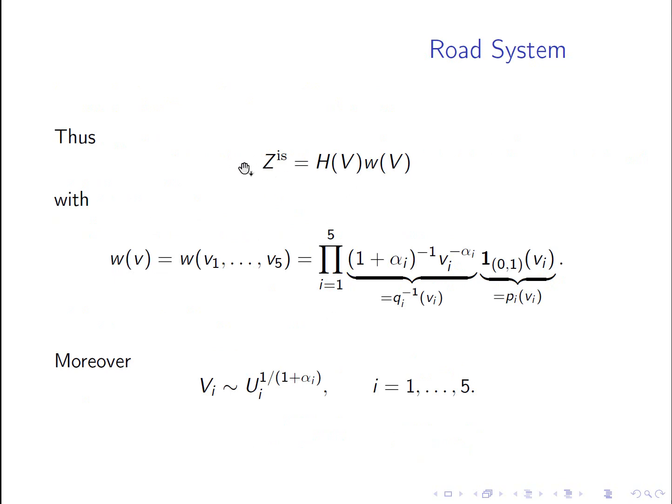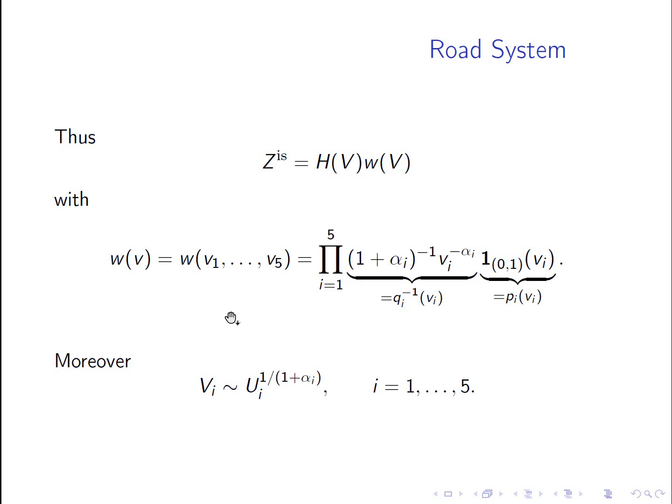Then our importance sampling estimator is as always Z_IS equals h(V) times w(V). w(V) is the weight, and h is the initial function which you want to integrate. w(V) is actually w(V1, ..., V5), and it's given by the product of the p_i evaluated at v_i divided by q_i evaluated at v_i. p_i evaluated at v_i is the indicator function of (0,1) evaluated at v_i, and q_i evaluated at v_i is (1 + alpha_i) times v_i to the power alpha_i, and here we take the inverse and then the product. That's our weight.